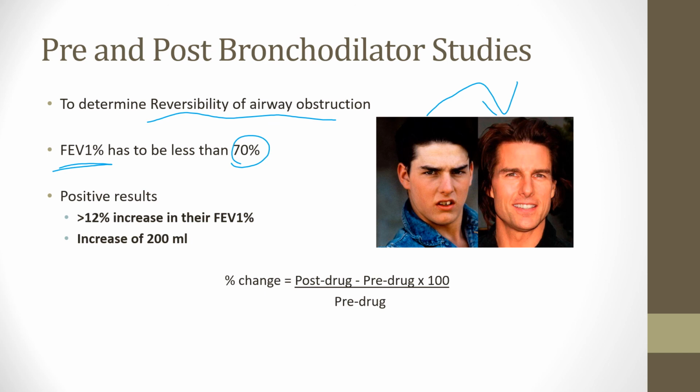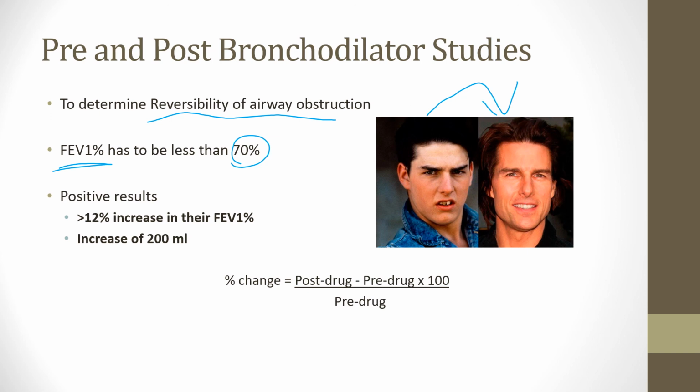And we're going to make sure those results are reproducible, so we'll do at least 2 to 3 tests. Then we're going to give them a bronchodilator, an albuterol or a Xopenex, some sort of bronchodilator. We're going to wait 10 to 15 minutes for the drug to take effect in their lungs. Then we're going to redo the pulmonary function test. We're going to redo the FVC.